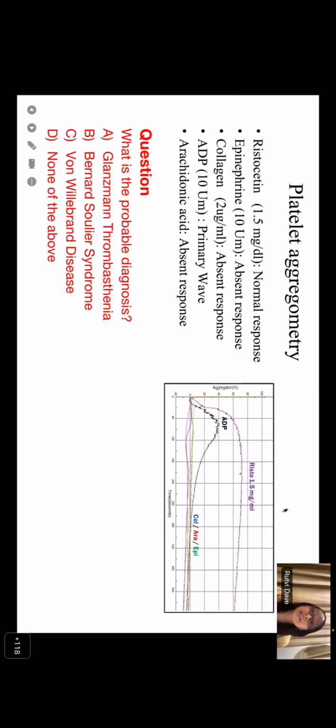So looking at the aggregometry plots, we saw that there was normal response to ristocetin, a primary wave in response to ADP, and absent response to collagen, arachidonic acid, and epinephrine. So what is your possible diagnosis? A, Glanzmann's thrombasthenia, B, Bernard-Soulier, C, von Willebrand disease, or D, none of the above? Glanzmann thrombasthenia. None of the above.